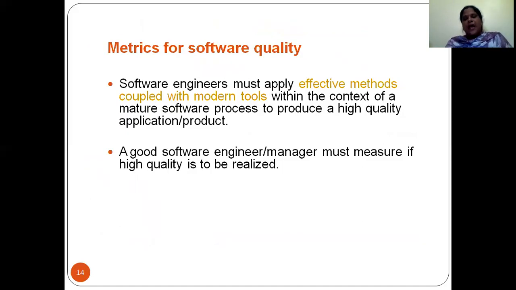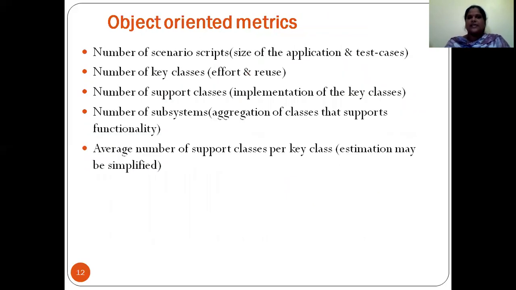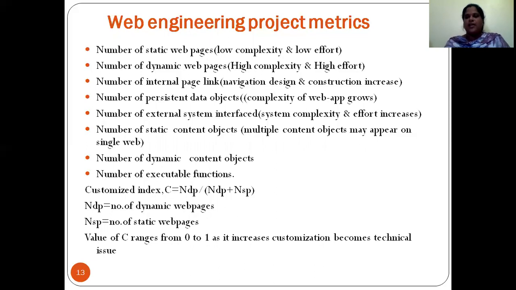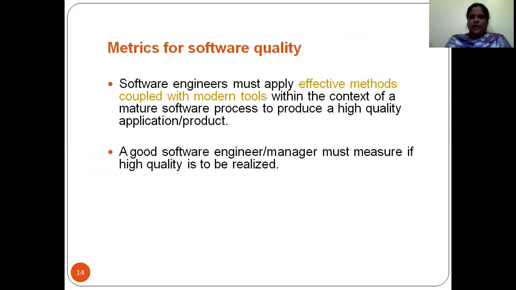As you know, till now we have discussed size oriented metrics, function oriented metrics, object oriented metrics, and web engineering metrics. Now we will discuss the metrics for software quality. Software engineers must apply effective methods using different tools in order to increase the quality of a product. A good software engineer must measure quality if a high quality product is to be released. Whatever product you are building, that product should be of high quality, which gives a name to that product.